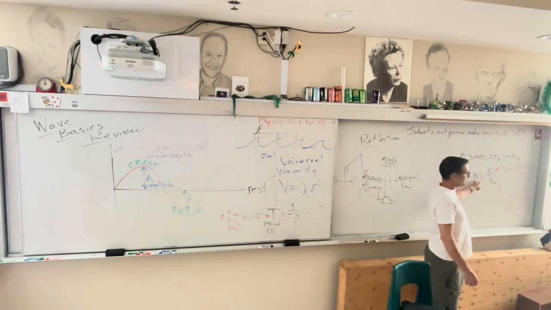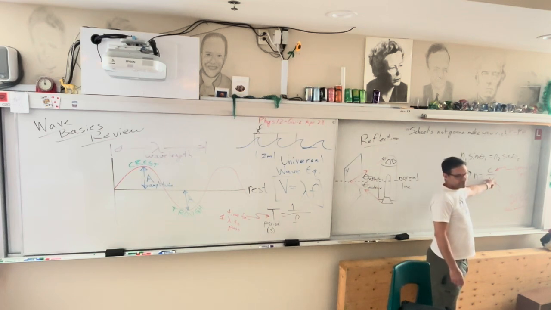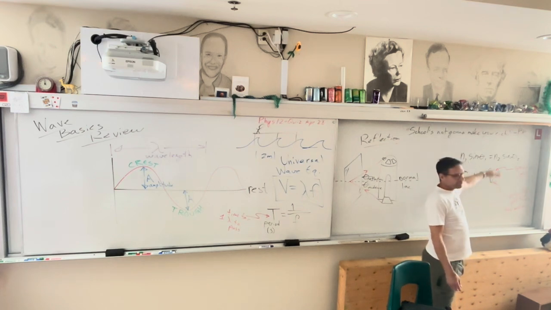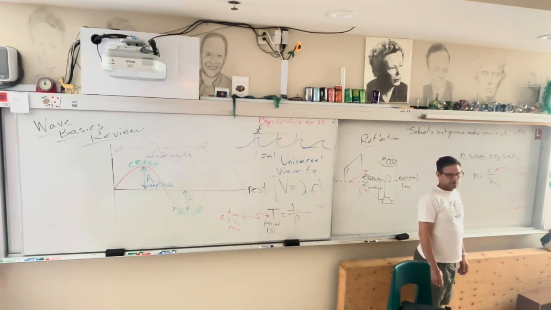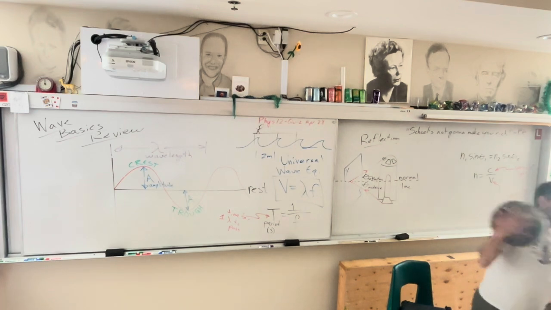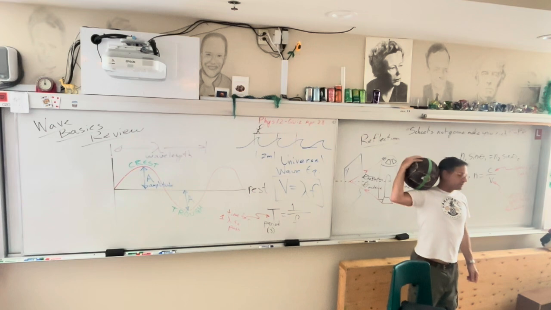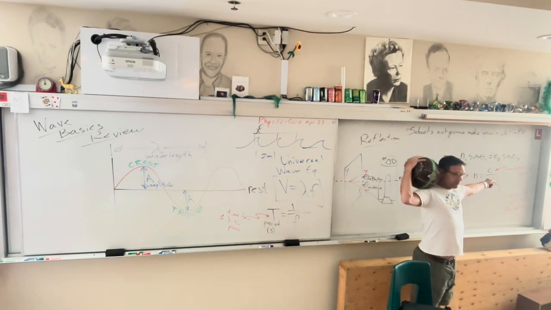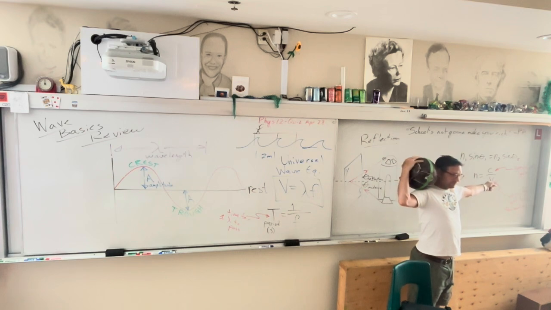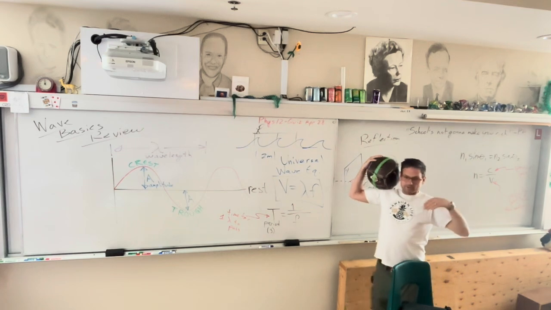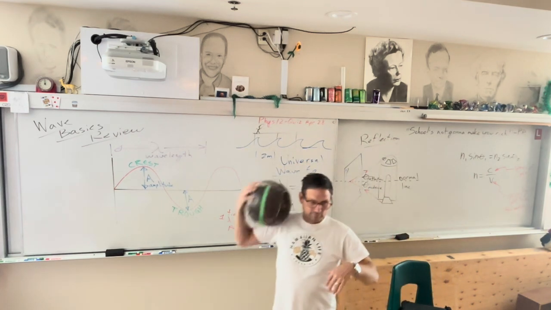If you have to find n, you do the speed of light divided by the speed in the medium. So is this always more than 1 or less than 1? What's bigger, the speed of light or the speed that light travels in the medium? Speed of light's always bigger. So is this more than 1 or less than 1? More than 1. Always more than 1. n is always bigger, and the bigger the n, the more light is slowing down in that substance.